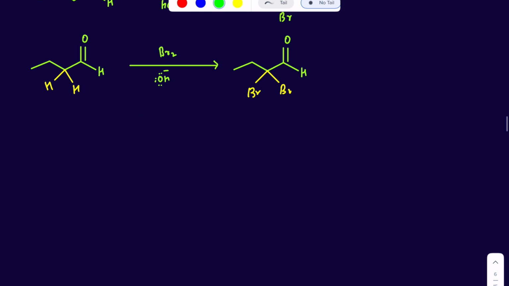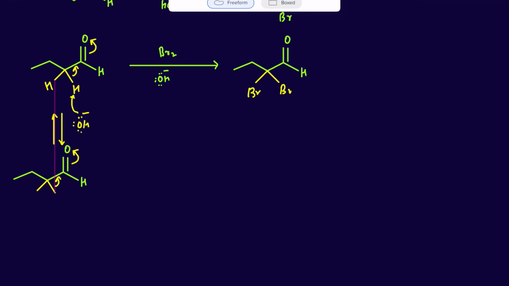But let's just talk about the mechanism, why this actually does that. So if I want to start out drawing the mechanism, the first step here would obviously be the deprotonation of that hydrogen. So I'm going to go ahead and remove that proton from that carbon, make the enolate out of it. And when I make the enolate, I'm not going to draw the hydrogens there. I got an oxygen here with a negative charge, got a double bond here.